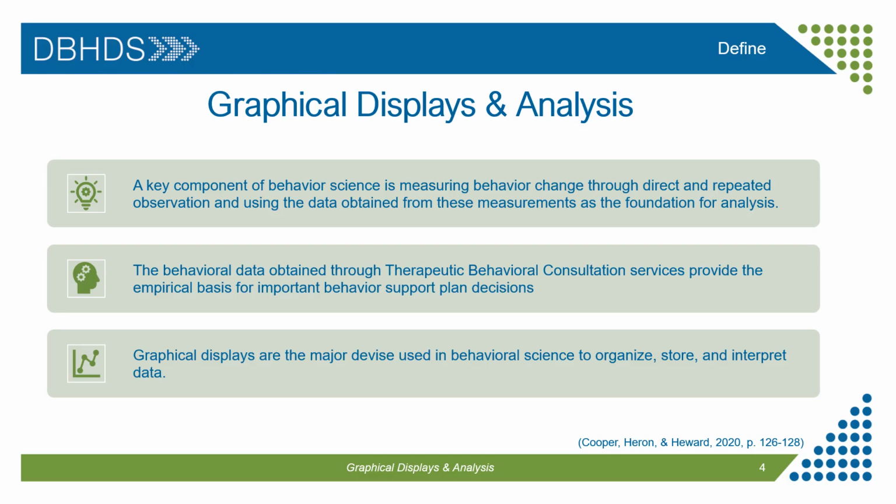Determining the answers to these behavior support planning questions using raw data would be difficult and unreliable. Graphical displays are the major device used in behavioral science to organize, store, and interpret data. There are a wide range of graphical displays at a behaviorist's disposal, each with their own unique utilities and limitations. The simple line graph is the most widely used graphical display in behavioral science and will be the focus of this training.